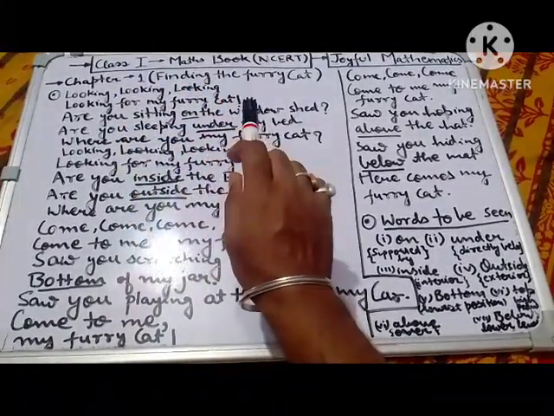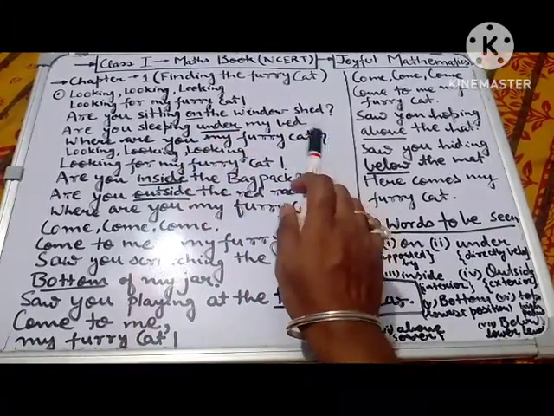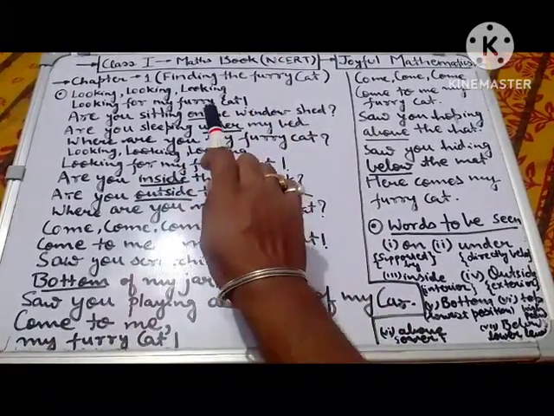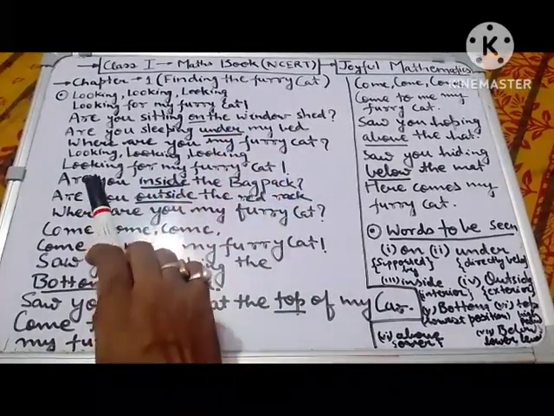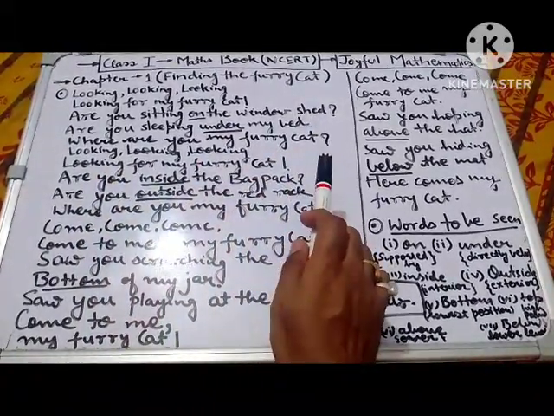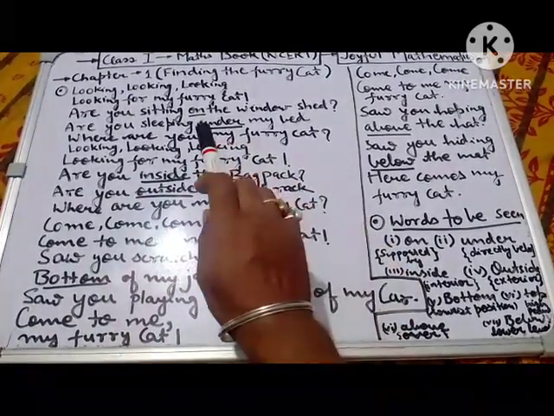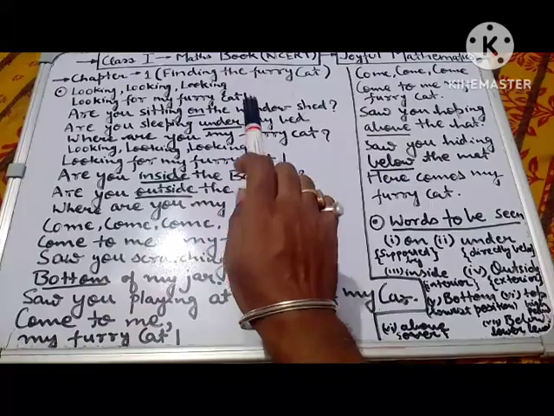Looking for my furry cat. Are you sitting on the window seat? So here see, there is one word, on. Then again in another line, are you sleeping under my bed? Where are you, my furry cat? So here the word marked is under.